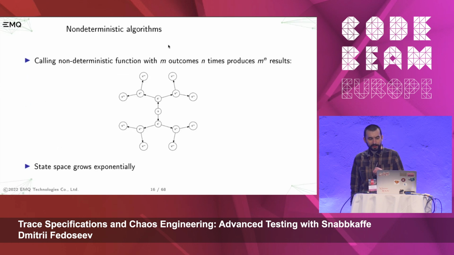If we talk about repeated application of non-deterministic functions, we get the following picture. Calling a non-deterministic function f with m outcomes n times produces m to the power of n results. Every circle on this picture represents one of the possible states of a program, and arrows represent state transitions. So as you can see, the state space grows exponentially with each call.